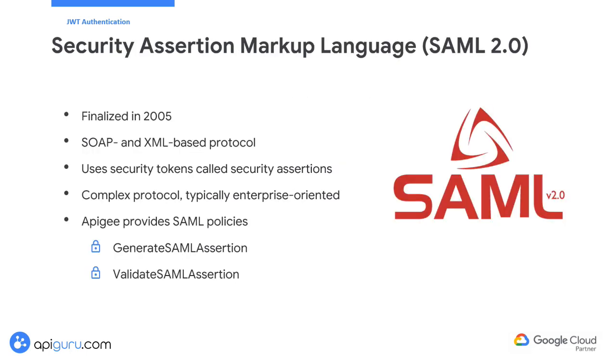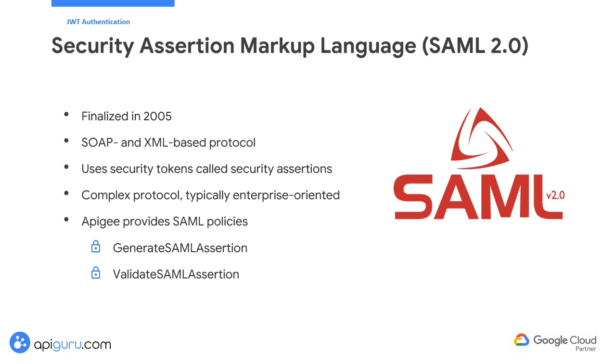SAML stands for Security Assertion Markup Language. SAML 2.0, the current version in use, was finalized in 2005. It is a SOAP and XML-based protocol that uses XML formatted tokens, known as security assertions, to exchange authentication and authorization information between IDPs and service providers. SAML is a fairly complex protocol that enterprises typically use. Many large enterprises still use SAML. Apigee provides two SAML policies you can use in your proxies. Generate SAML Assertion creates a security assertion, and Validate SAML Assertion validates it and sets variables containing the information in the assertion.